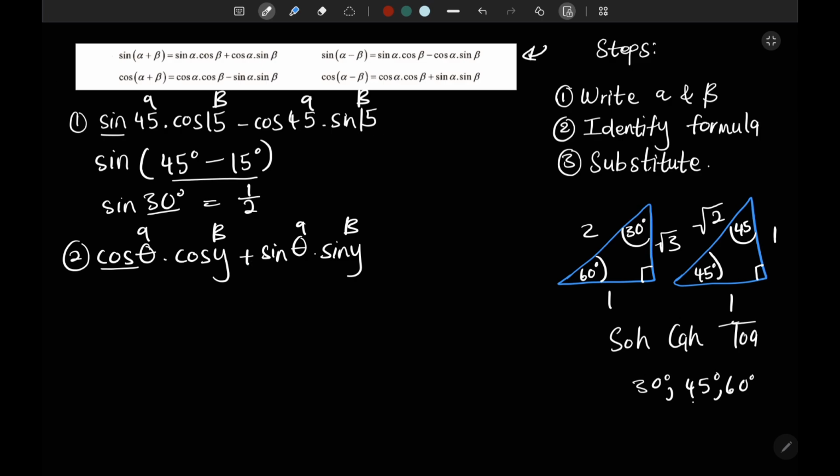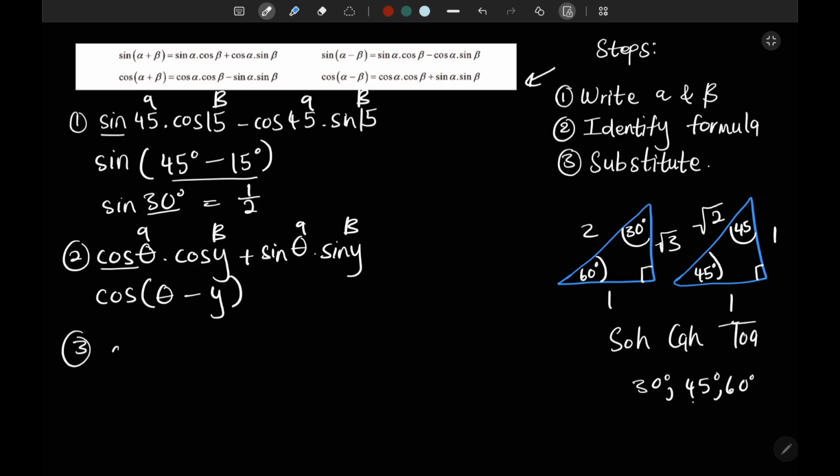Where do we have cos? We have cos from here. Cos alpha times cos beta minus. So it's not that one. Let's try this one. We have cos alpha times cos beta plus sine alpha times sine beta. So it's definitely that one. We've identified our formula. What's step 3? Substitute. So we start by writing cos. What is your alpha? Theta minus, what is your beta? Y. And that is your answer.